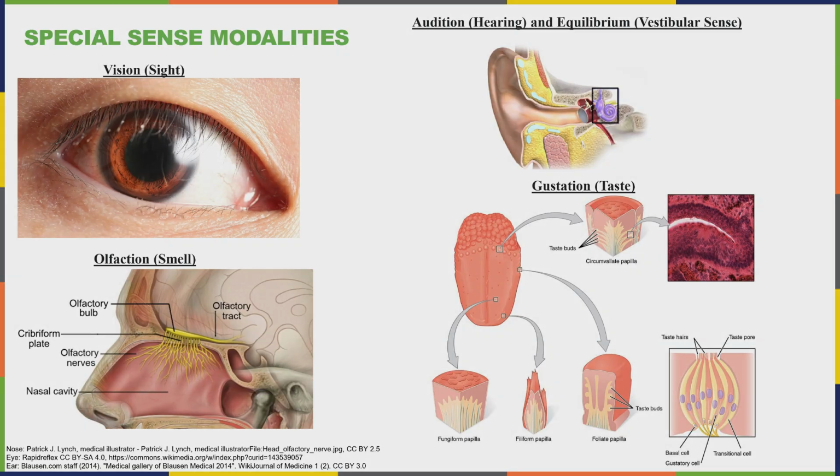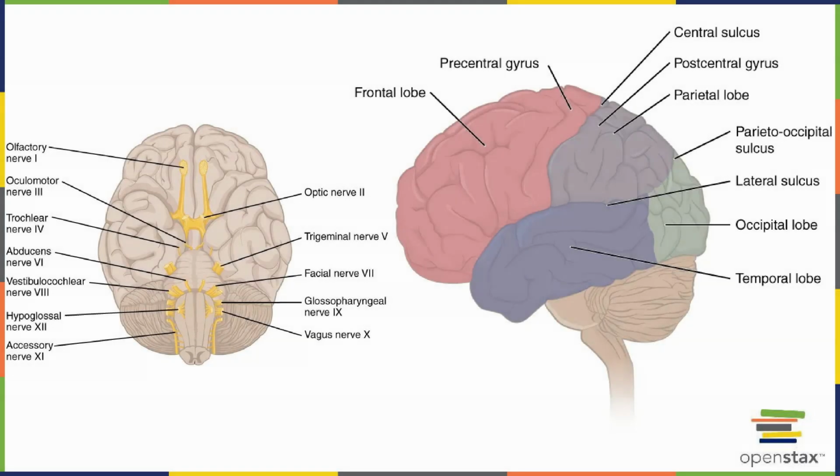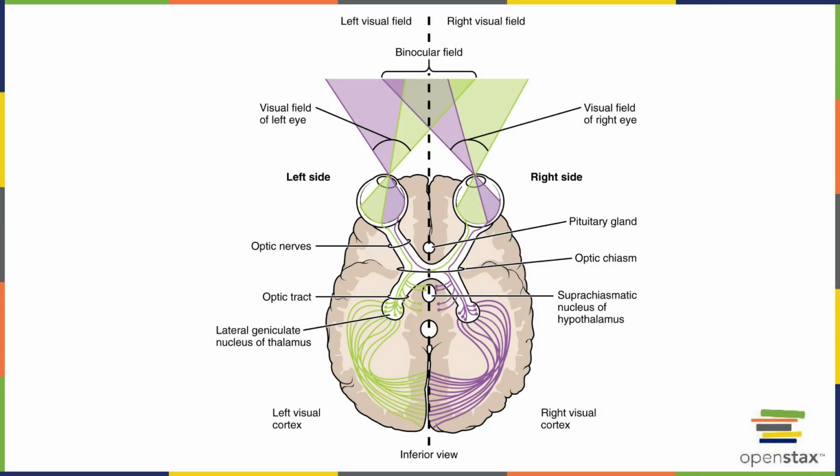Special sensory information is relayed into the brain from these sensory organs through cranial nerves, and within the brain, perception of special sensory information involves processing in dedicated areas of the cerebral cortex. For example, the optic nerves carry vision into the brain, and the primary visual cortex is in the occipital lobe.